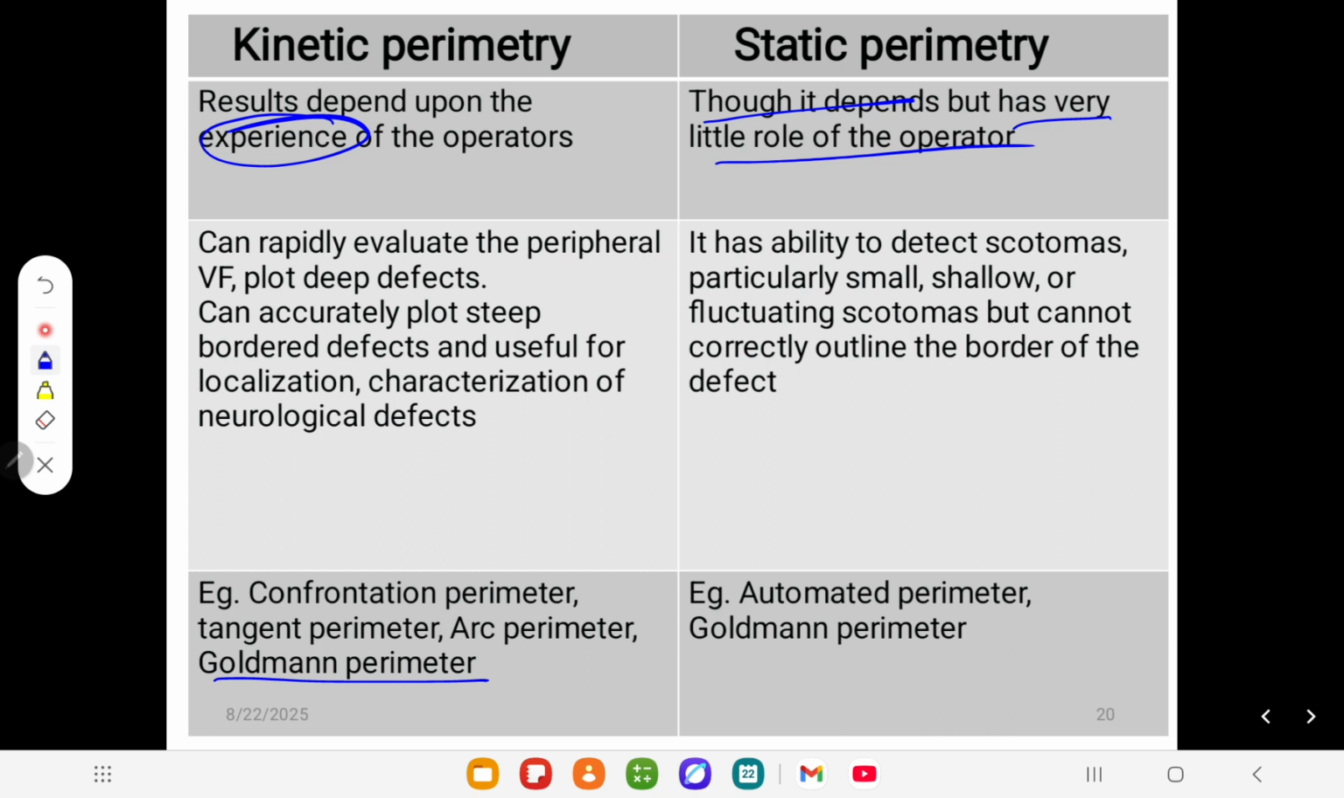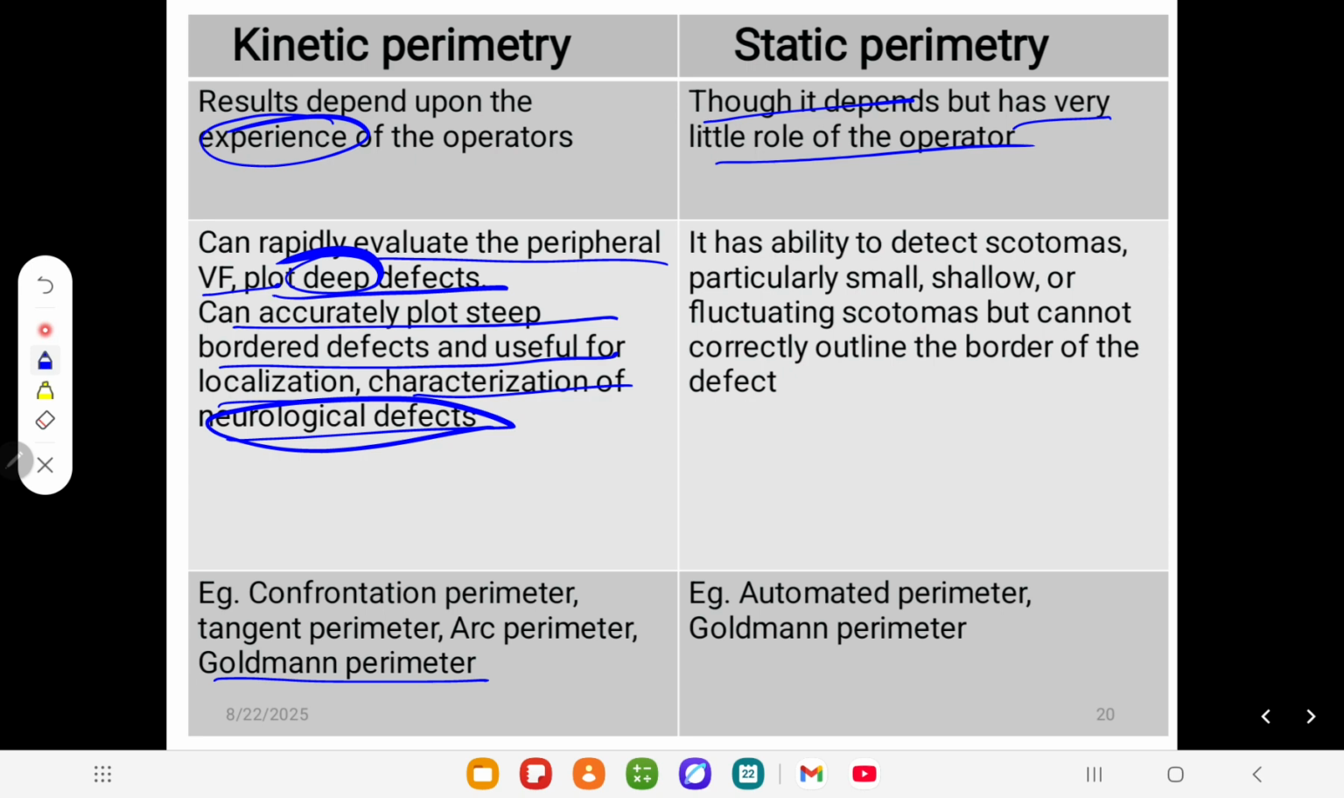Okay. Kinetic measurement can rapidly evaluate the peripheral visual field. That's why we always use kinetic perimetry in case of neurological defect, especially if we want to plot out the periphery of the visual field and plot deep defects, because deep defects are easier to detect by kinetic perimetry. It can accurately plot steep border defects and is useful for the localization and characterization of neurological defects. So for neurological defects, we use kinetic perimetry. Though in recent years we use static perimetry, especially Humphrey perimetry, in case of neurological defect. Yes, but Goldmann perimetry is still used.